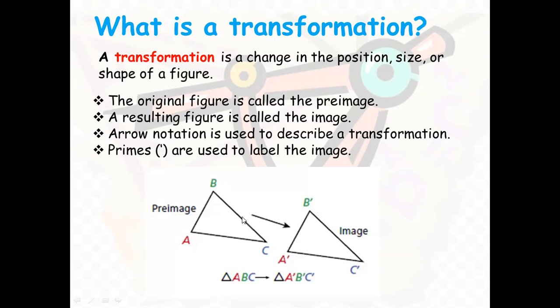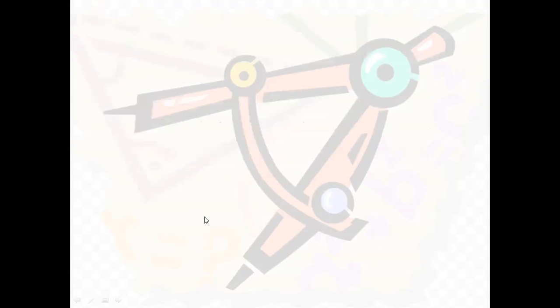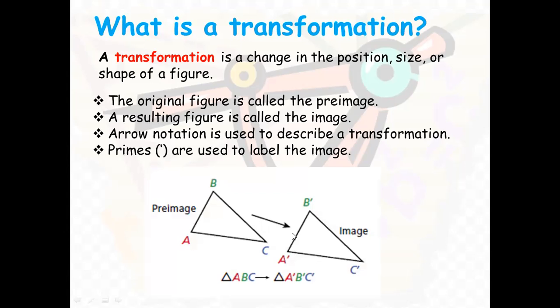Now you can see this is a pre-image. How do you know it's a pre-image? Look at the letters. It's just A, B, and C. But there is an arrow which shows that this triangle has been transformed into A prime, B prime, C prime. So which means this is the image and this is the pre-image. Always the pre-image does not have the prime sign, but the image has the prime signs. Then this is called an arrow notation. This is how you use arrow notation to write a transformation. See, triangle ABC, the arrow, which means it has been transformed into triangle A prime, B prime, and C prime.